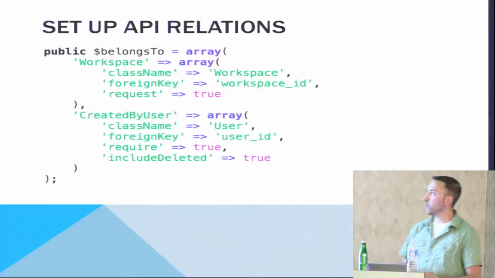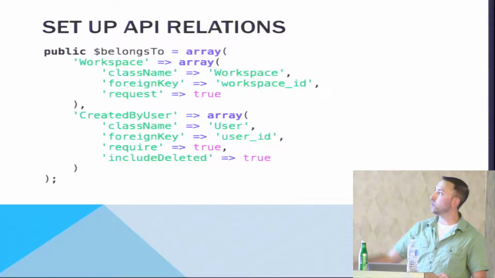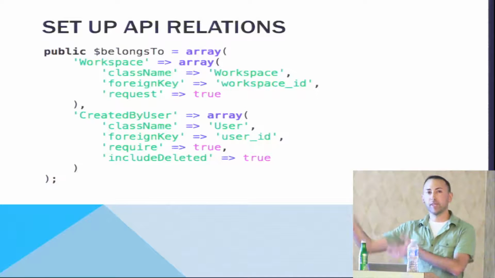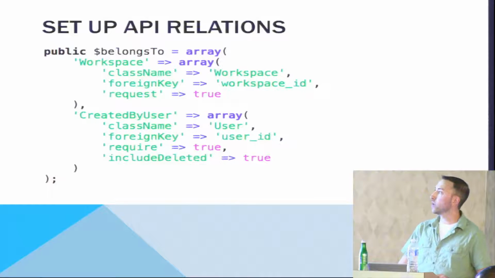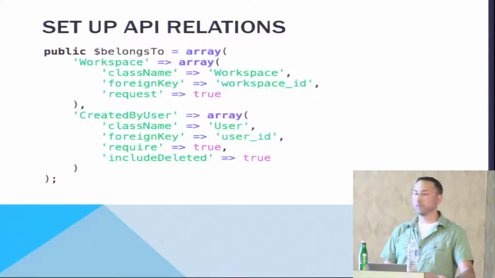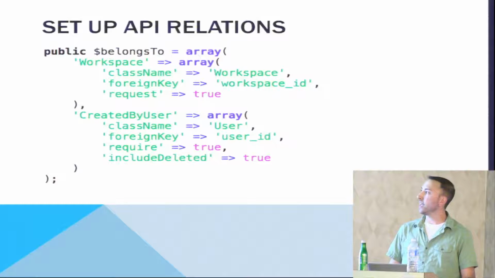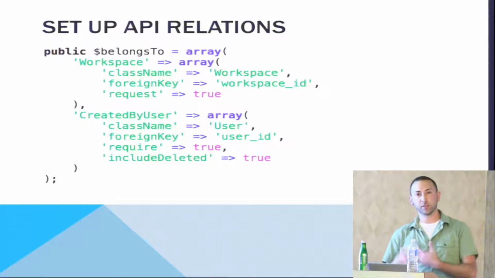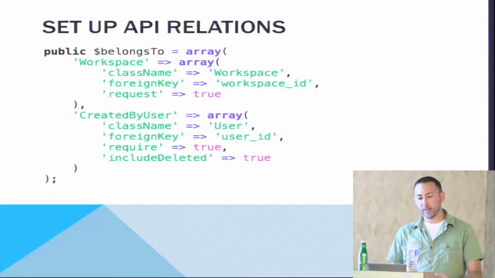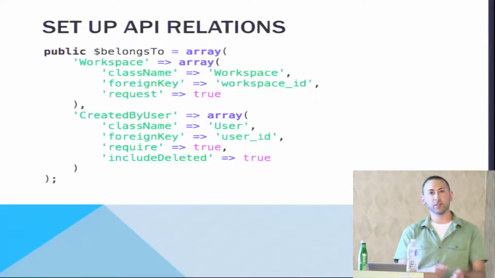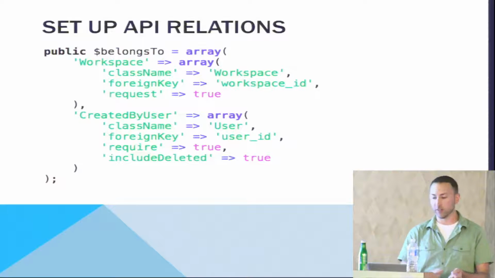Here are the relations. It's the same ones you're used to in Cake, but we actually just add a few parameters to them. So request equals true means that that relation will not be output by default. Require equals true means it will always be output no matter what. Include deleted, we use the soft delete in the utilities, and that means that even if the user itself has been deleted from the system, it will still get output with certain API resources. You start to find that that's really important when you build an API because you still want to give the front end some information, like the username who created something, even if that username doesn't actually exist in the system anymore.